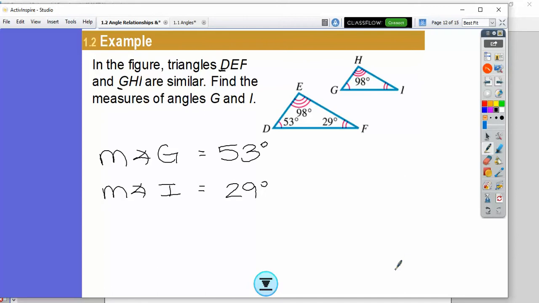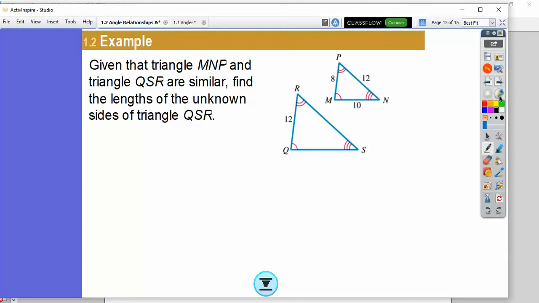Let's do one with the sides. I'm going to put this up here. I'm going to give you a minute to draw the picture in your notes before we solve it. So jot that picture down for me.